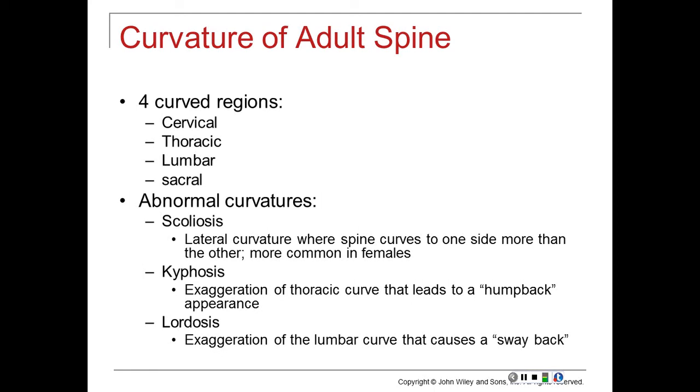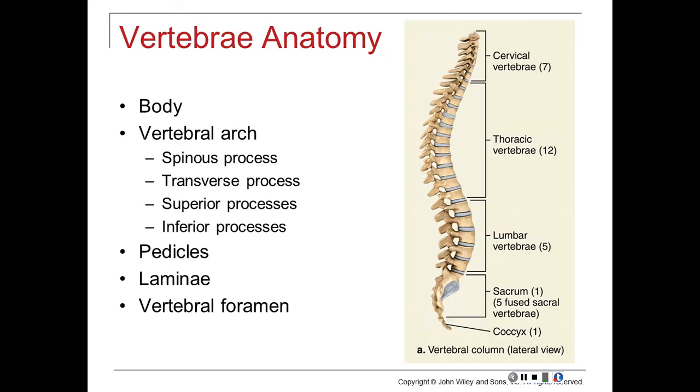This would be what pregnant women have when they have very, very large bellies. Their back is very, very swayed in the lumbar region. That's the lordosis. We look at the anatomy of a vertebrae.